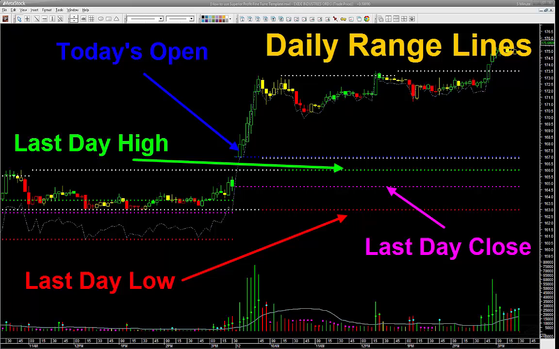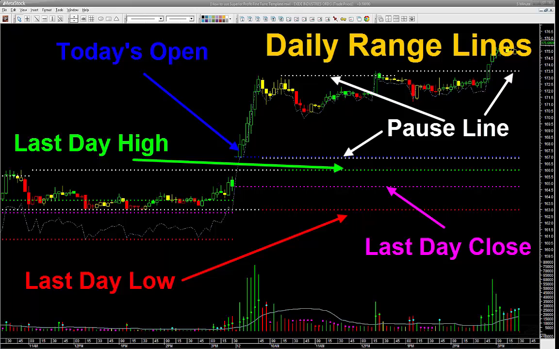What are the white lines? These are special support and resistance lines drawn automatically as the stock moves during the day. They are called pause lines. Price tends to pause at pause lines and we may book profit at those levels.